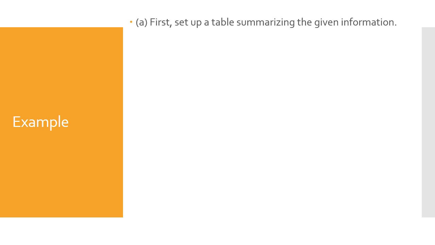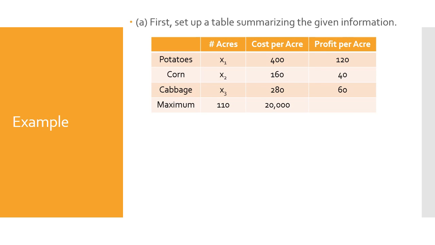So the first thing we're going to do is set up a table with this given information. If you want to pause the recording and try it yourself and then resume to check your answer, that might be a good idea. You can kind of do the work along with me. Okay, here's our table. The number of acres will be represented by the variables x1, x2, and x3 for a maximum of 110 acres. We also have the cost per acre with a maximum of $20,000 and then the profit per acre for each of the different crops.